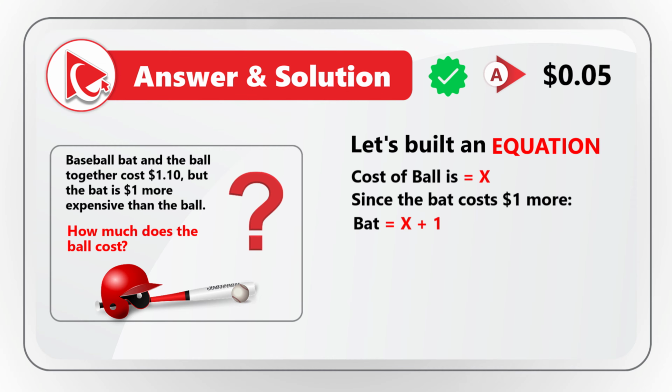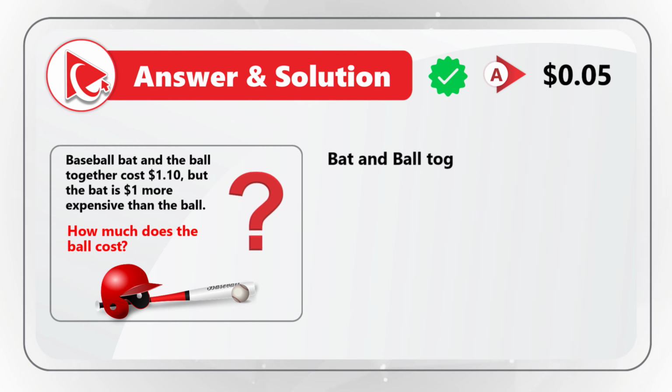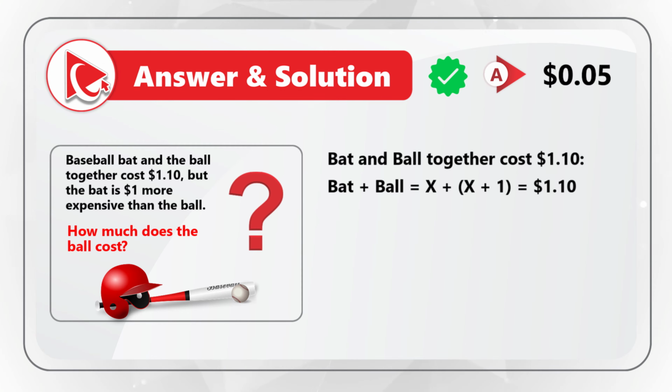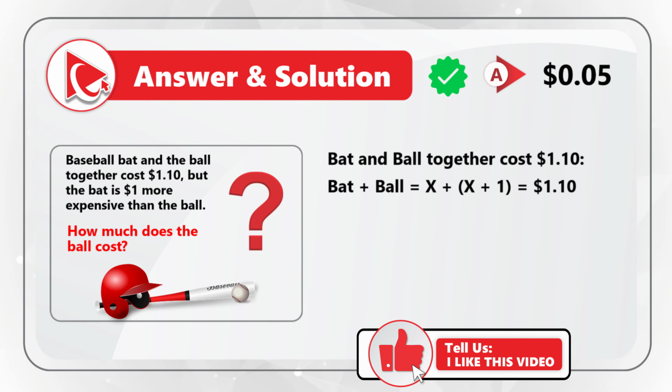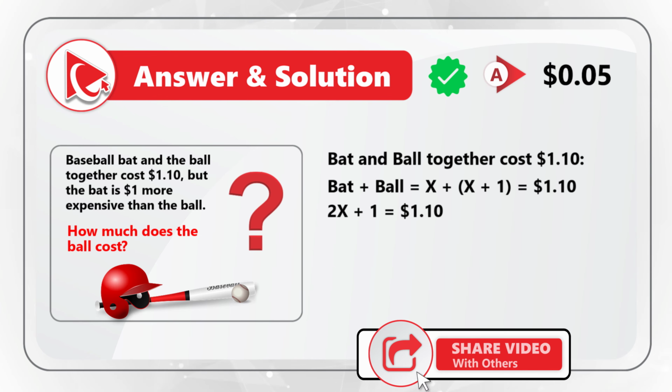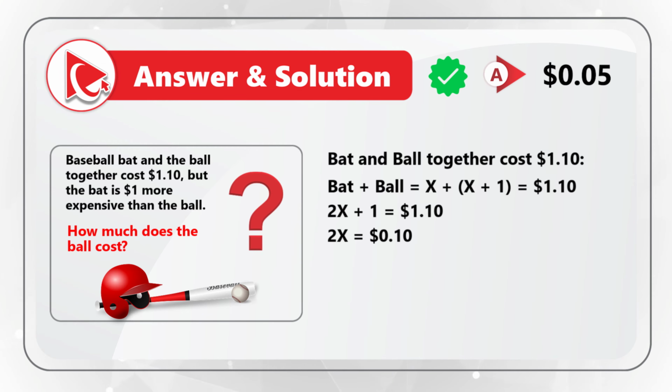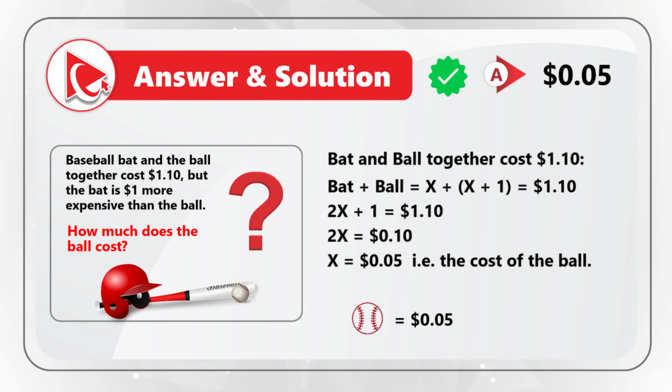Now we can take advantage of the fact that the ball and the bat together cost $1.10. Bat plus ball would be X plus 1 plus X, which would equal $1.10, which would mean that 2X plus 1 would be equal to $1.10. If we simplify, we would find out that 2X equals 10 cents, which basically means 2 balls equal 10 cents, which means that the cost of 1 ball, which means that X equals 5 cents. That tells us that the cost of the ball is 5 cents and the cost of the bat is $1.05.